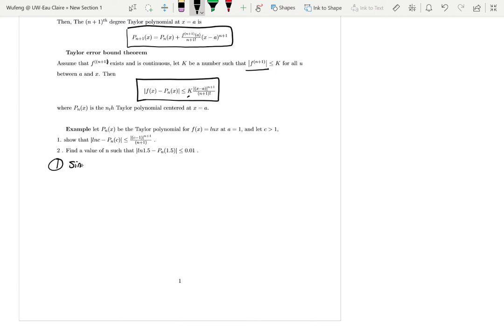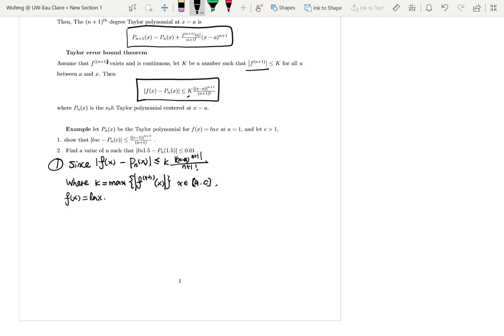We know that |f(x) - P_n(x)| is less than or equal to K times |x - a|^(n+1) over (n+1)!, where K is the maximum of the absolute value of the (n+1)th derivative, and x is between a and c. So in this case, we want to find the (n+1)th derivative of f(x), with an absolute value.